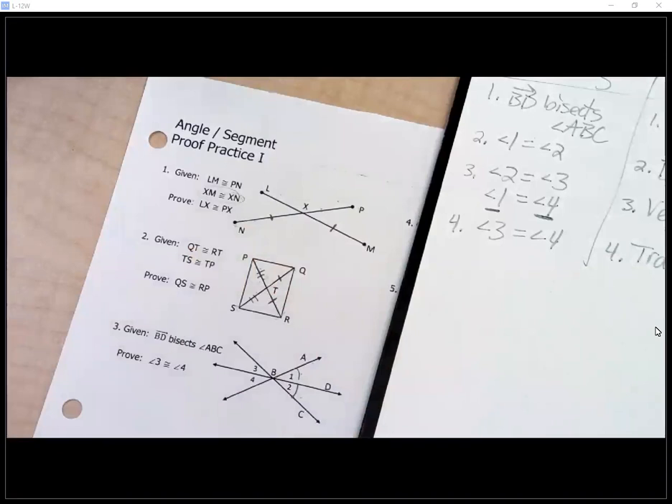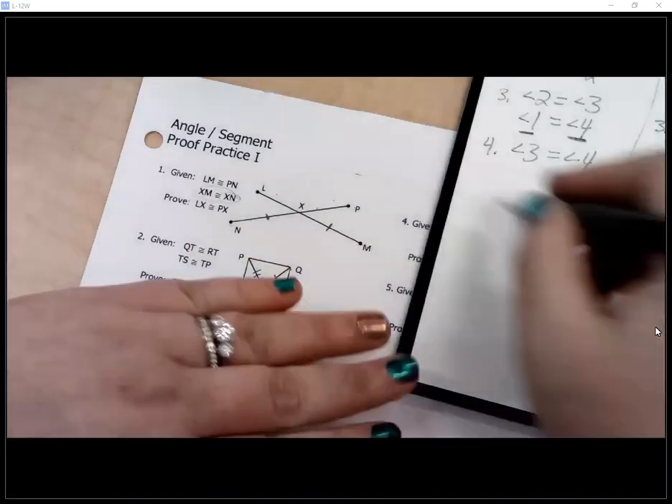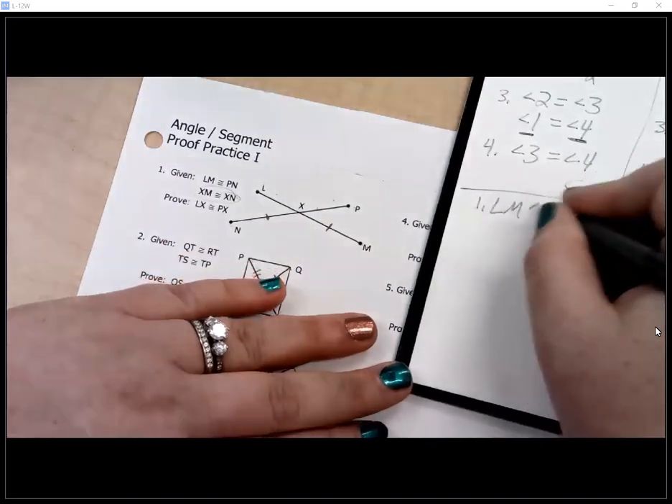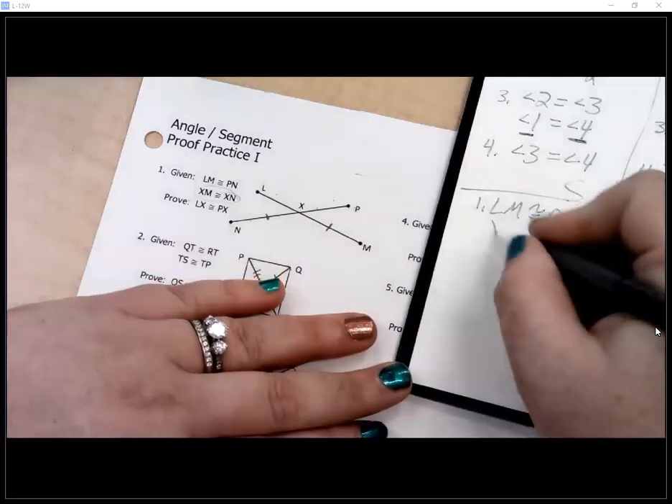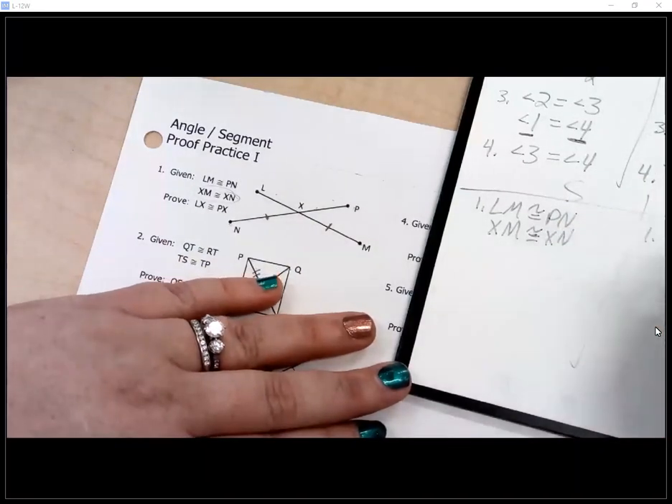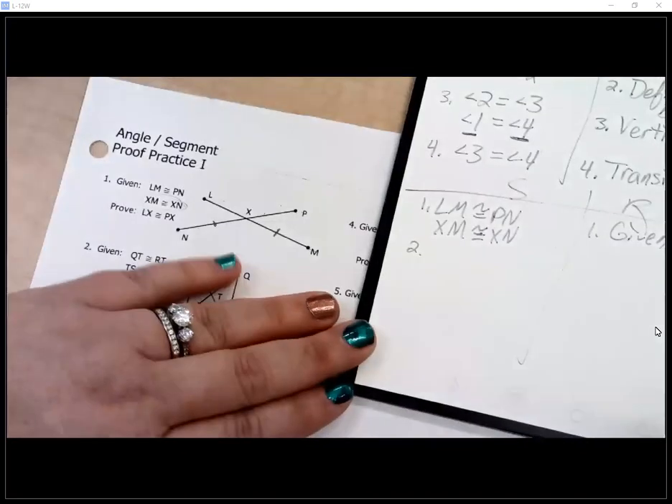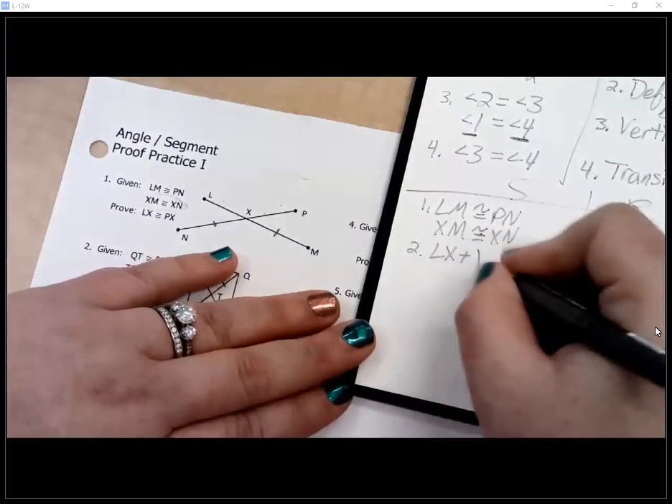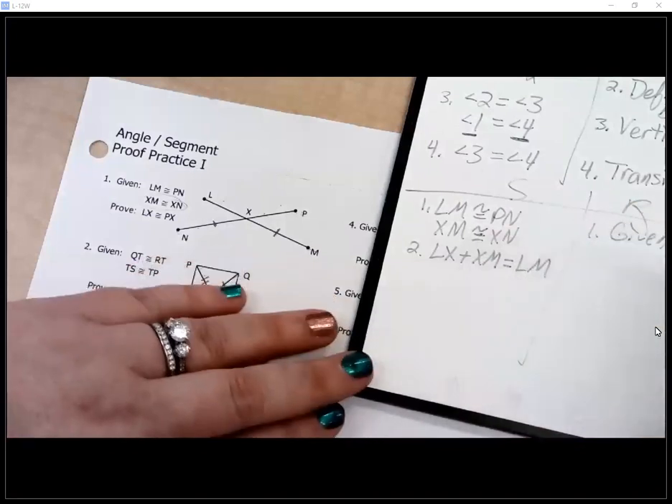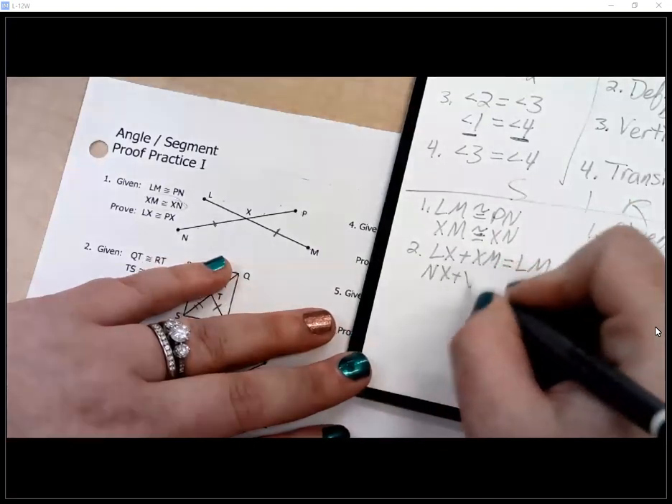Let me see if I have enough time to write it down, but that's exactly what you would do. You've got LM congruent to PN and XM congruent to XN. Given. Another thing I know is that LX plus XM together gets me LM, the whole thing. And I can say the same thing for the other one: NX plus XP equals the whole thing, NP.